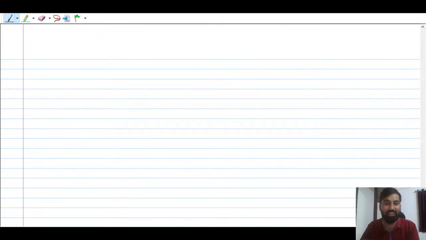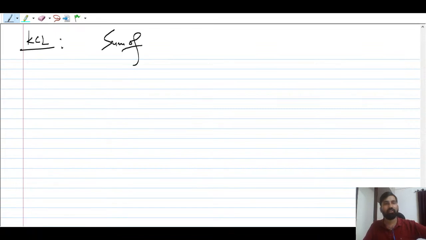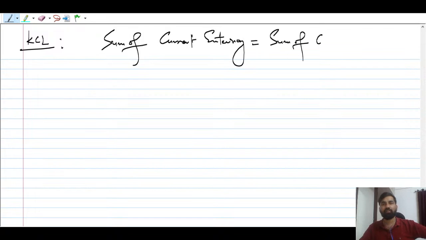Fine. So this KCL story is clear to you. Sum of current entering, sum of current leaving, remember this. KCL means sum of current entering is equal to sum of current leaving. That's it.